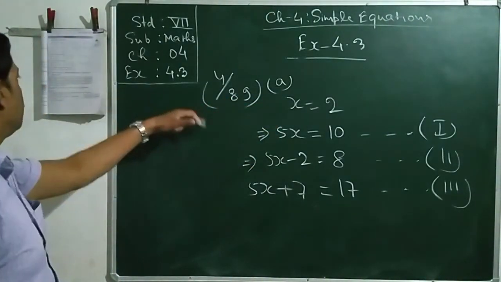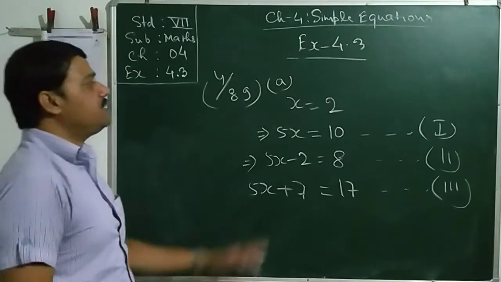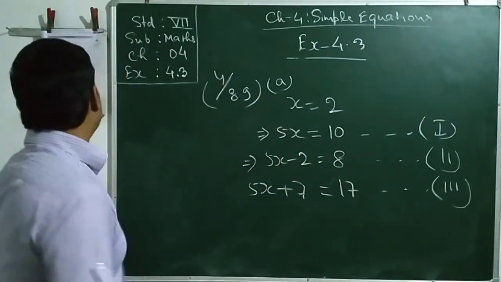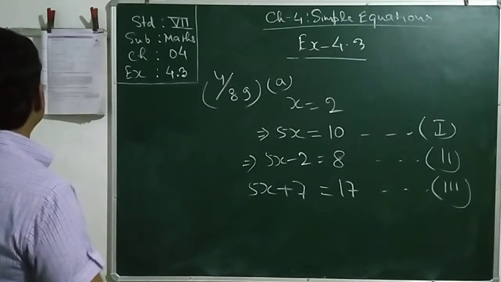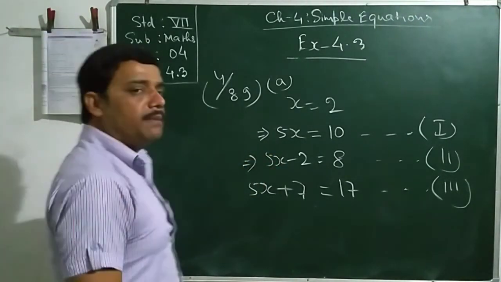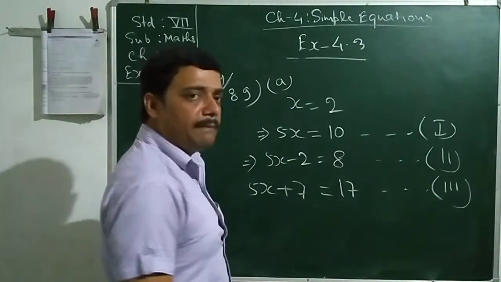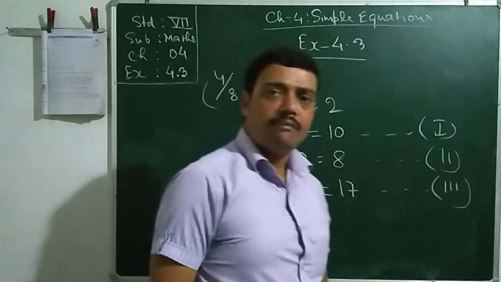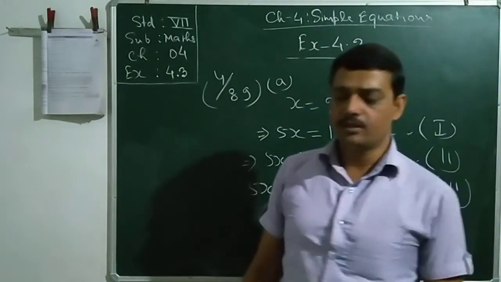You will go for the B number yourself, as it is given x equal to minus 2, and the same process you will apply. 3 equations I have already prepared. You are also asked to prepare 3 equations for the B number. Do it yourself. Of course, in the next class I will proceed with the exercise 4.4. Thank you very much.